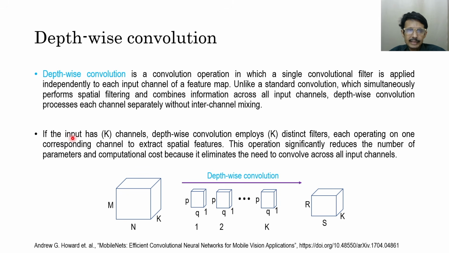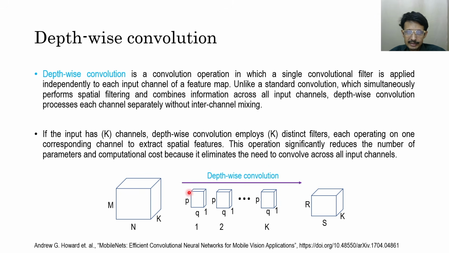So if the input has k channels, depthwise convolution employs k distinct filters, each operating on one corresponding channel to extract the spatial features. So for every channel, there are k different channels. If we just bisect into k channels, we have k images here.